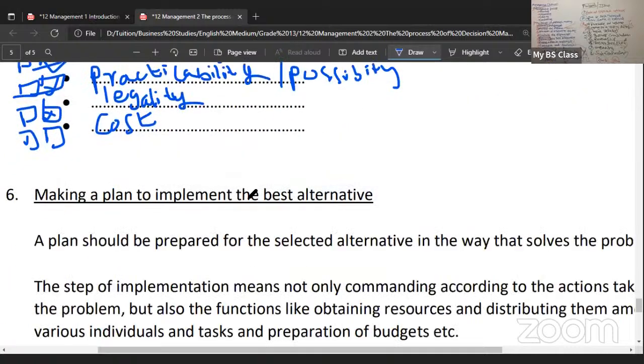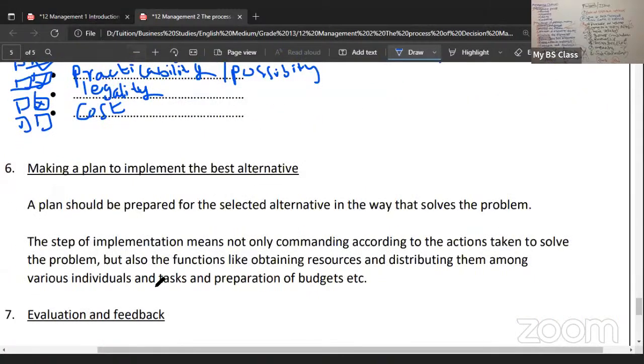Correct. And then all you are making the plan to implement. So a plan should be prepared of the selected alternative in the way that solves the problem.